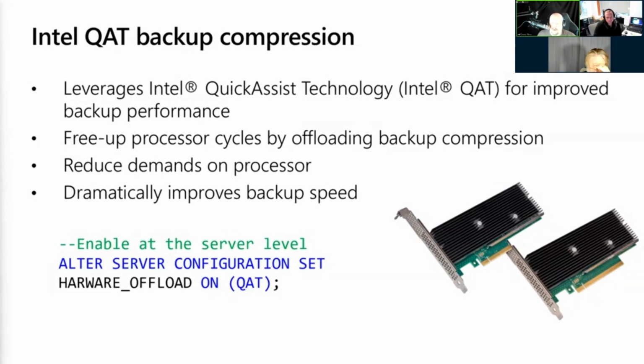You can enable hardware offloading at the server level by just doing an ALTER SERVER CONFIGURATION and setting HARDWARE_OFFLOAD to ON, which is disabled in a similar way. You'll see this command on the screen here. This is how you do it. A server restart is required for the setting to be enabled.